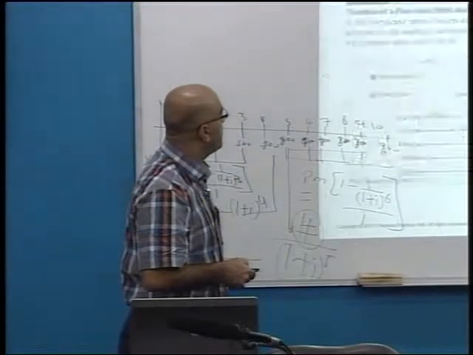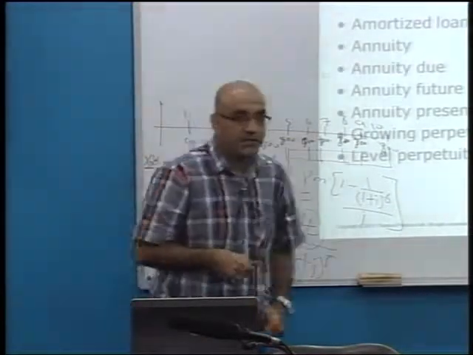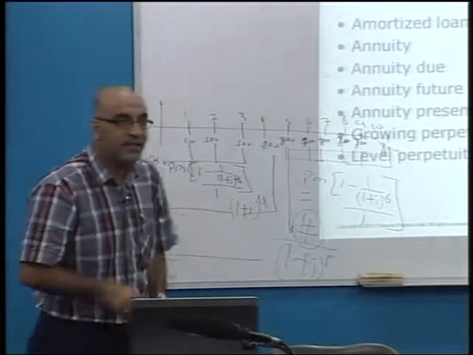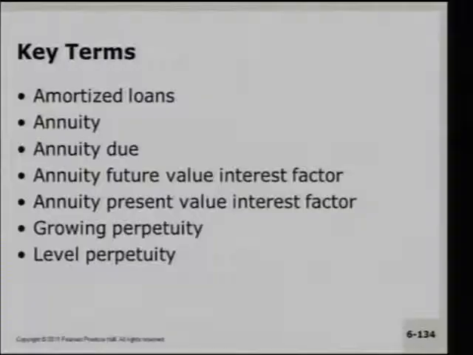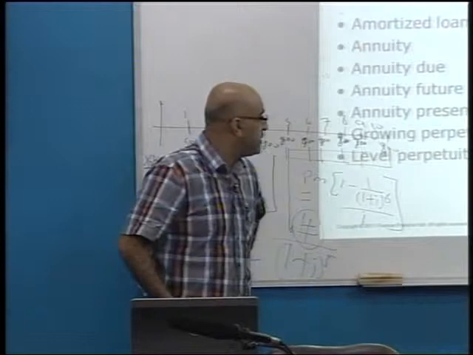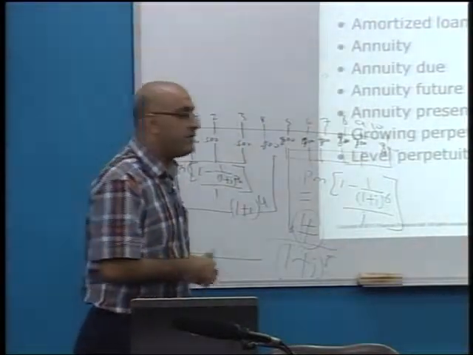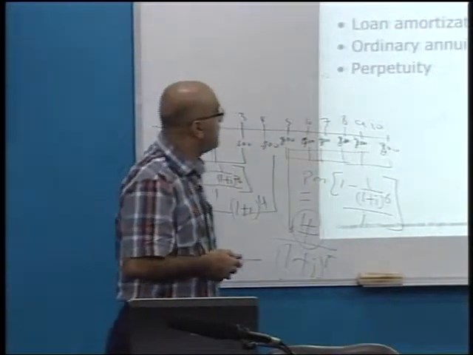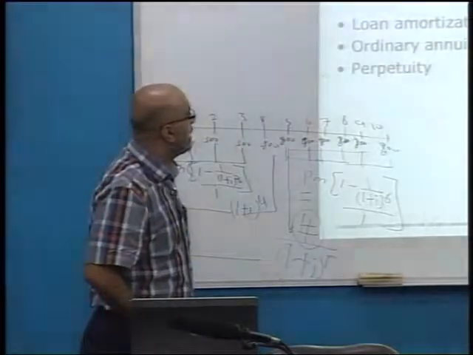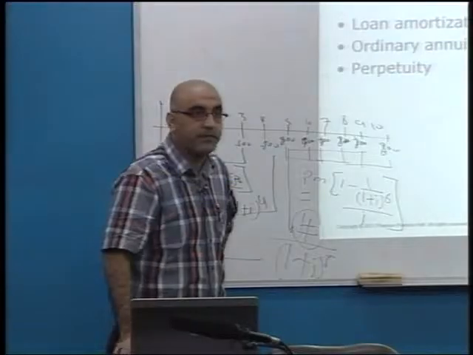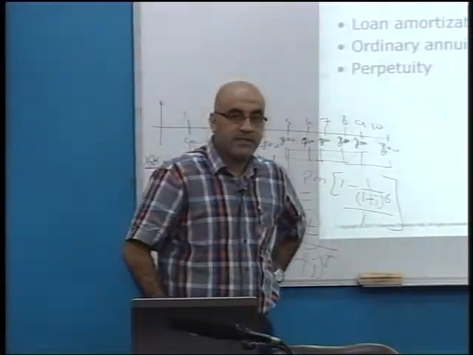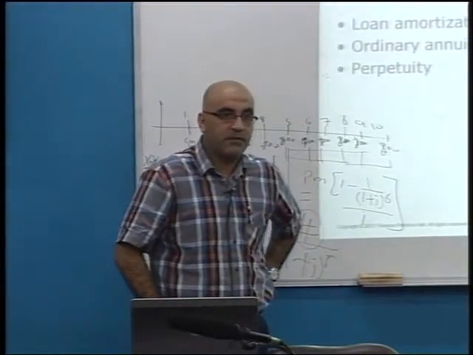This is the complex cash flow. At the end, just to remind you of the main key terms: we talked about amortized loans, annuity, annuity due, annuity for future value, and annuity for present value. We differentiate between growing perpetuity and level perpetuity, loan amortization schedule, ordinary annuity, and perpetuity. Okay? And this is the end of chapter 6.